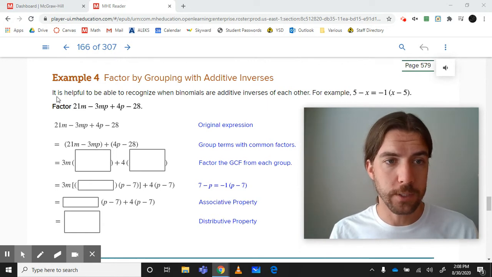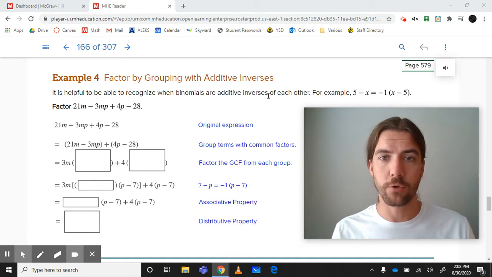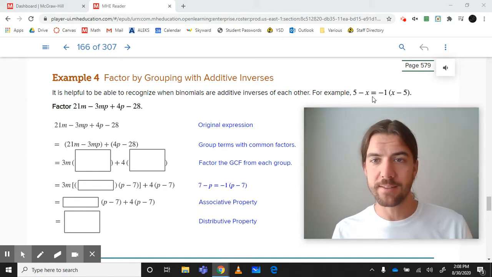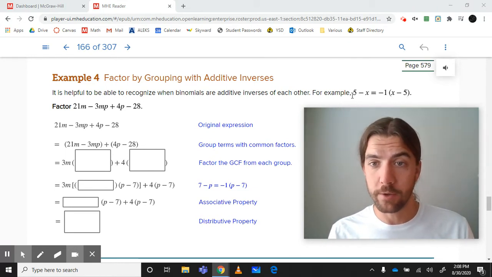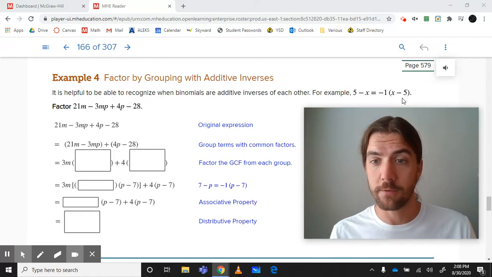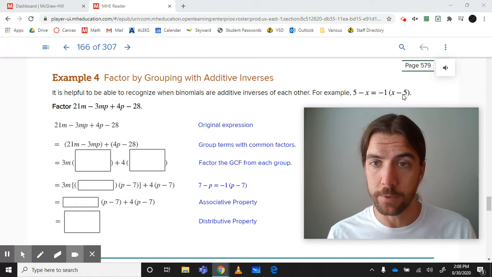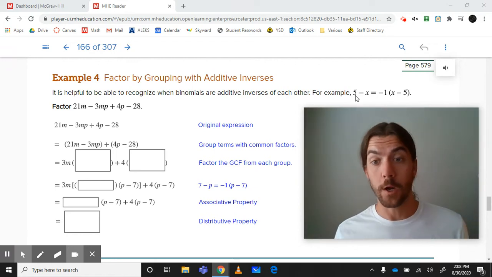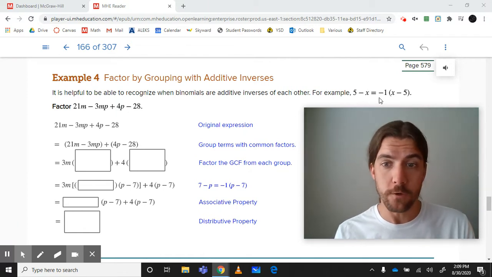So for example, let's read along here. It is helpful to be able to recognize when binomials are additive inverses of each other. For example, 5 minus x equals -1 times x minus 5. The binomials they're speaking about are 5 minus x and x minus 5. Those are additive inverses because when we add a negative sign to this one, we just get the other one, right? -1 times x is negative x, showing up right there. And -1 times -5 is positive 5, showing up right there. So they are additive inverses. We're going to find an additive inverse in this problem, and it'll be helpful to understand that.